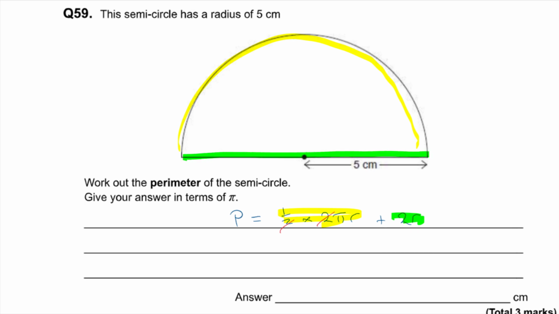So subbing in what we know from the diagram. The half and the 2 have cancelled, so basically it's just pi times the radius, which is pi times 5. And then plus 2 lots of 5, because 5 is also the radius. So pi times 5 is 5 pi, 2 times 5 is 10, so my final answer is 5 pi plus 10.